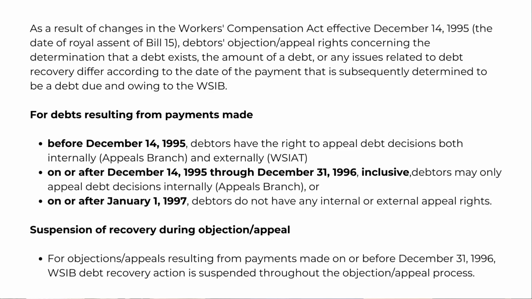And so the last portion of the recovery of a benefit-related debt section is debt decisions and appeal rights. So the policy states, as a result of changes in the Workers' Compensation Act, effective December 14, 1995, the date of royal assent of Bill 15, the debtor's objection and appeal rights concerning the determination that a debt exists, the amount of a debt, or any issues related to debt recovery differ according to the date of the payment that is subsequently determined to be a debt due and owing to the WSIB.